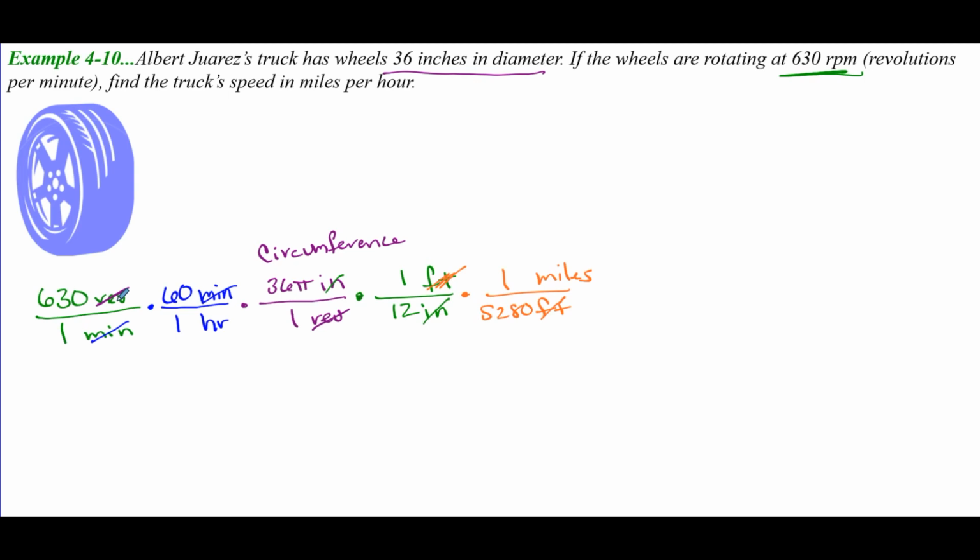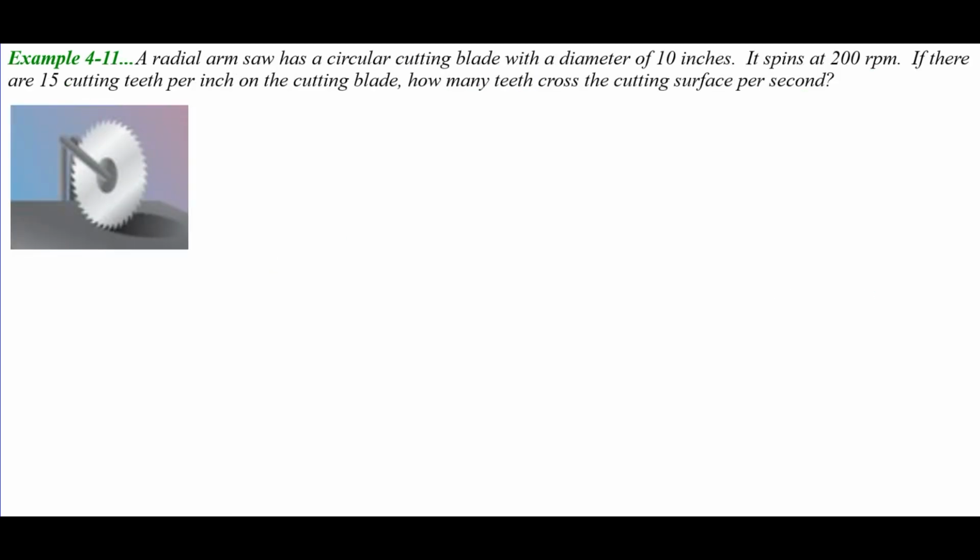So now if you look, we've canceled out every unit in my numerator except for miles, and we've canceled out every unit in the denominator except for hours. So we've got miles per hour, which is what we're looking for. So now I just need to do the arithmetic, and I can use my calculator to do that. And we get about 67.47 miles per hour.